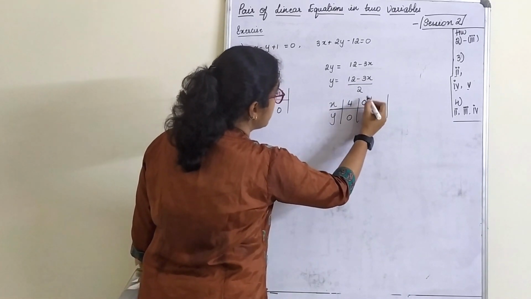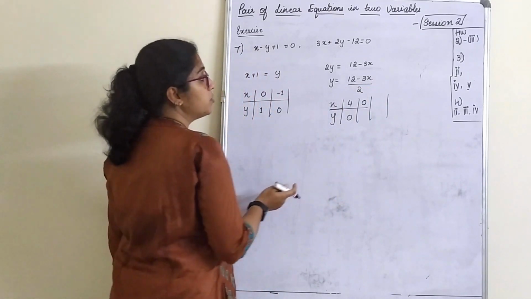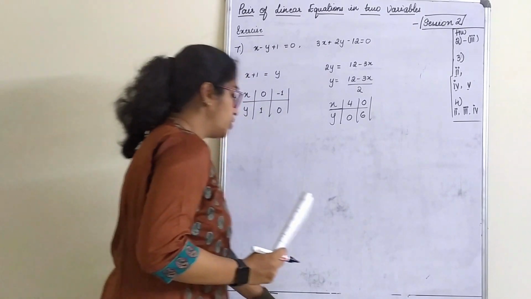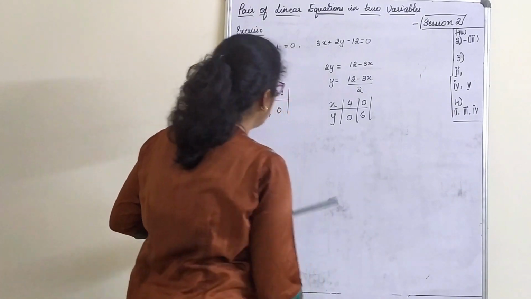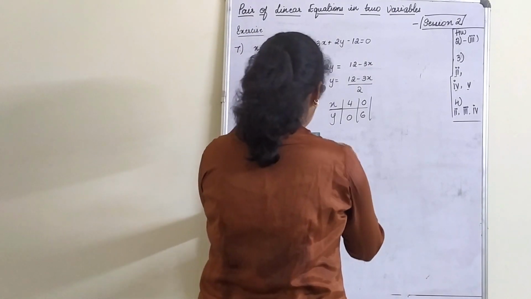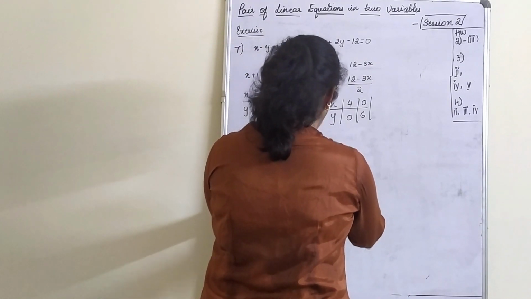x is equal to 0. 3 into 0 is 0. 12 by 2 is 6. And you can have these values here. So if you have to plot the graph now, let us see. The values are quite simple. And the scale that you have to choose here.